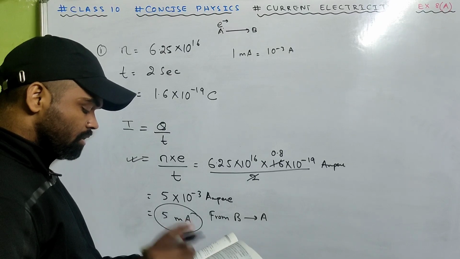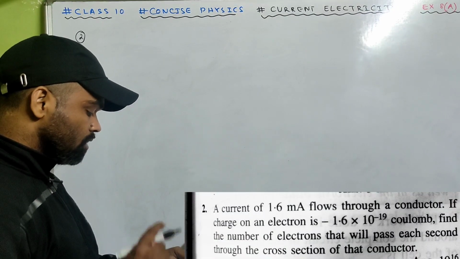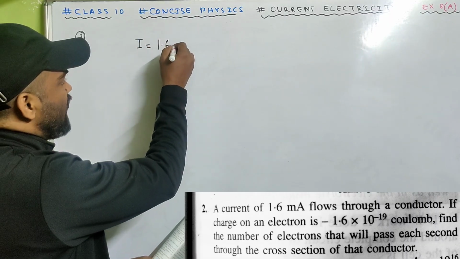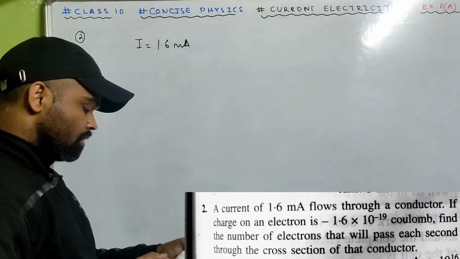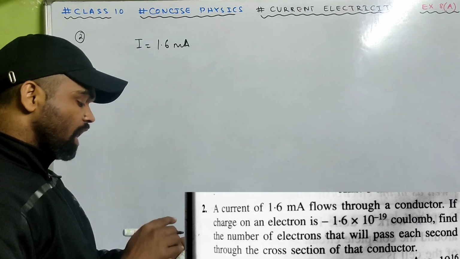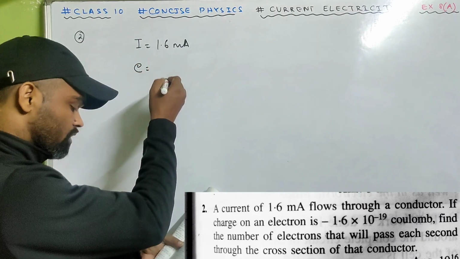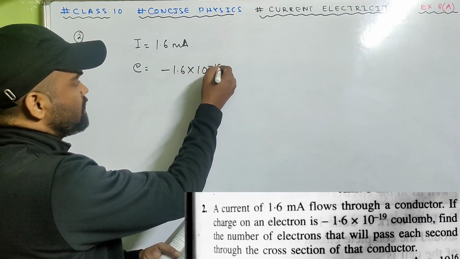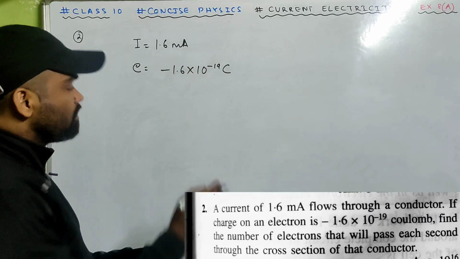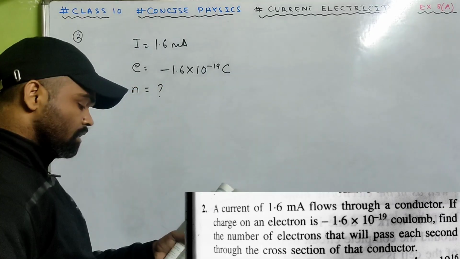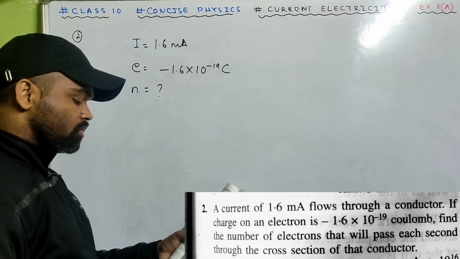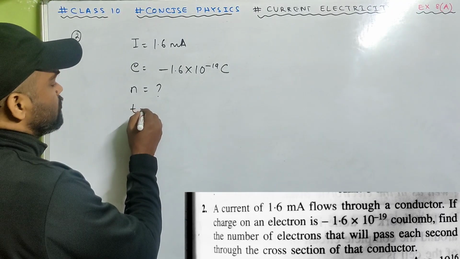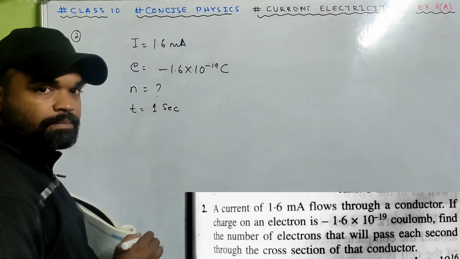Now look at sum number 2. A current of 1.6 milliampere flows through a conductor. If charge on an electron is minus 1.6 multiplied by 10 to the power minus 19 coulomb, find the number of electrons that will pass each second through the cross section of that conductor. Each second, isn't it?